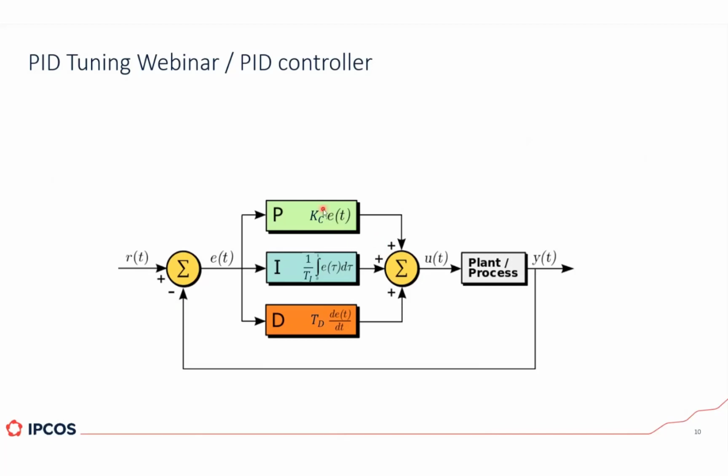What we have here is the parallel algorithm, right? So we see that the parameters, they don't interact with each other, right? But depending on the vendor, we can have different configurations here for these gains, okay?